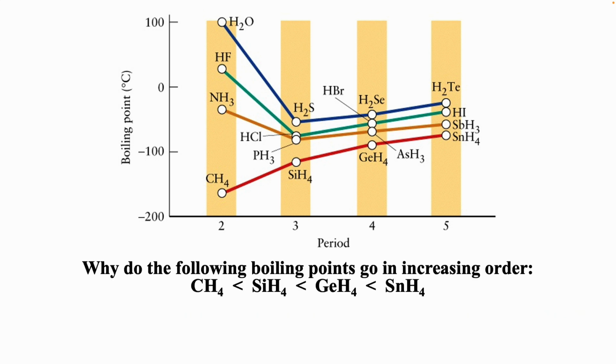Why do the following boiling points go in increasing order? So we have SnH4, GeH4, SiH4, and methane. Hopefully you notice that all these are nonpolar, and so that would just be London dispersion.